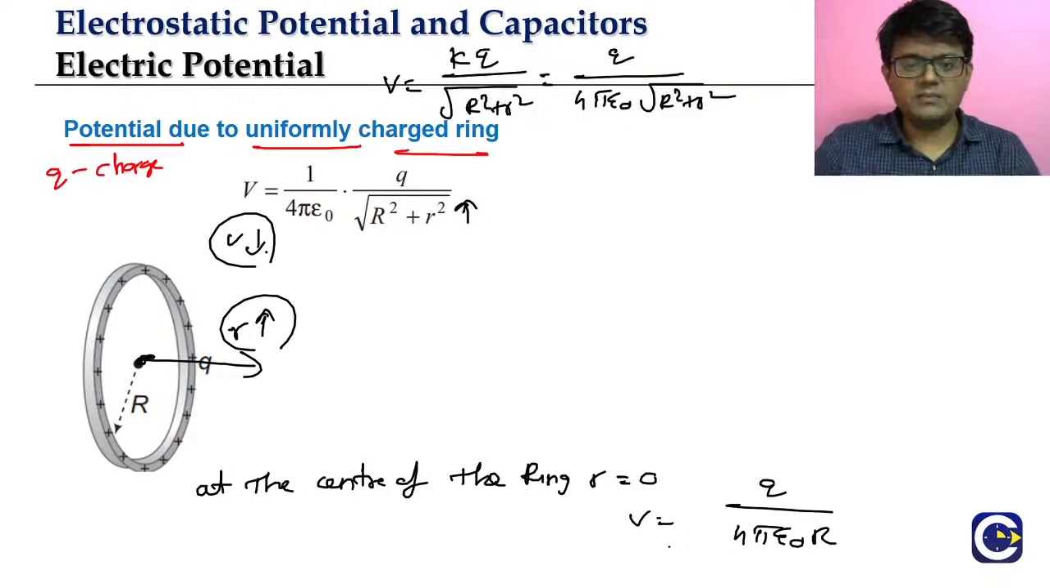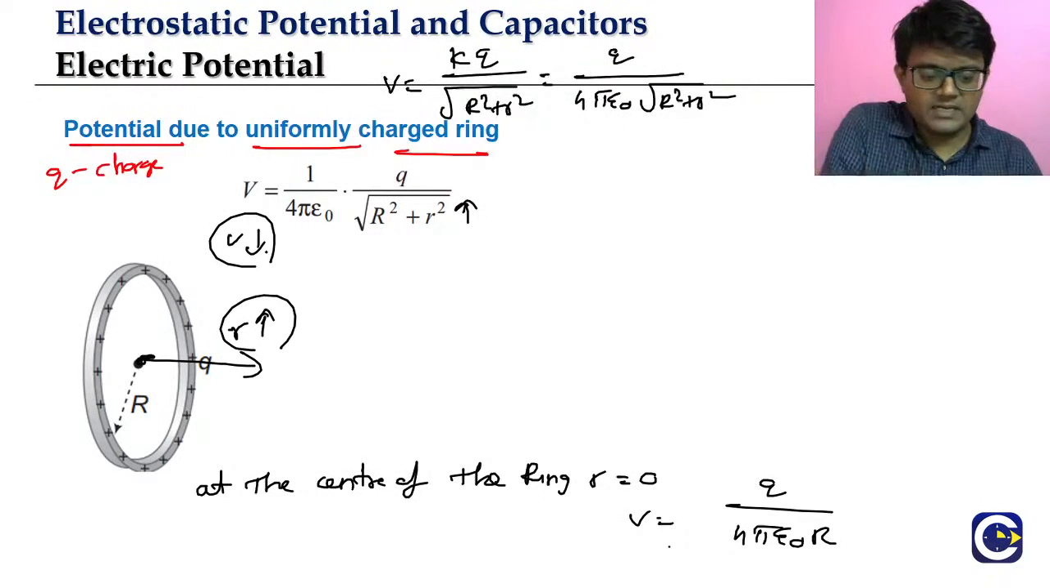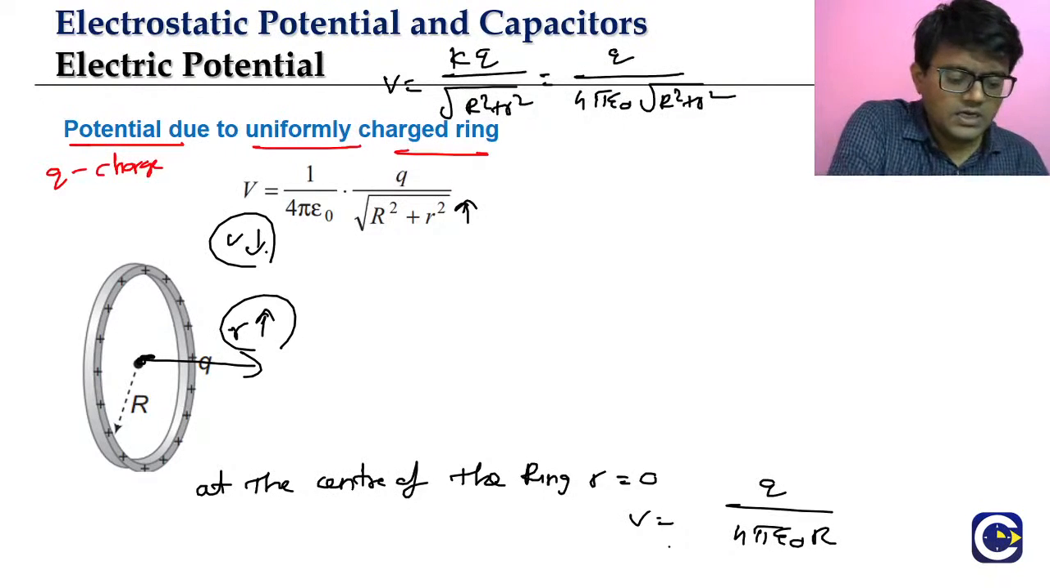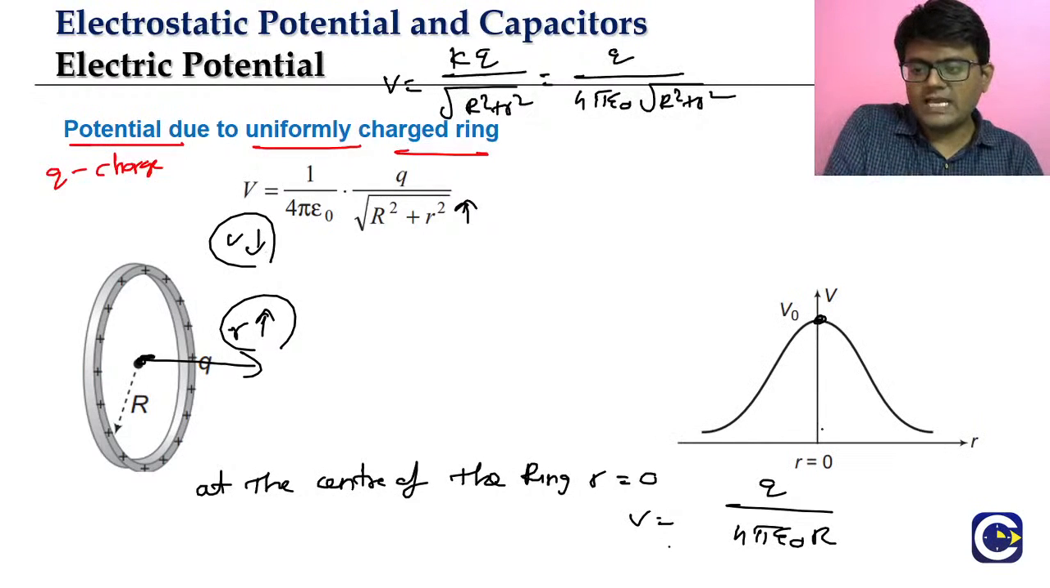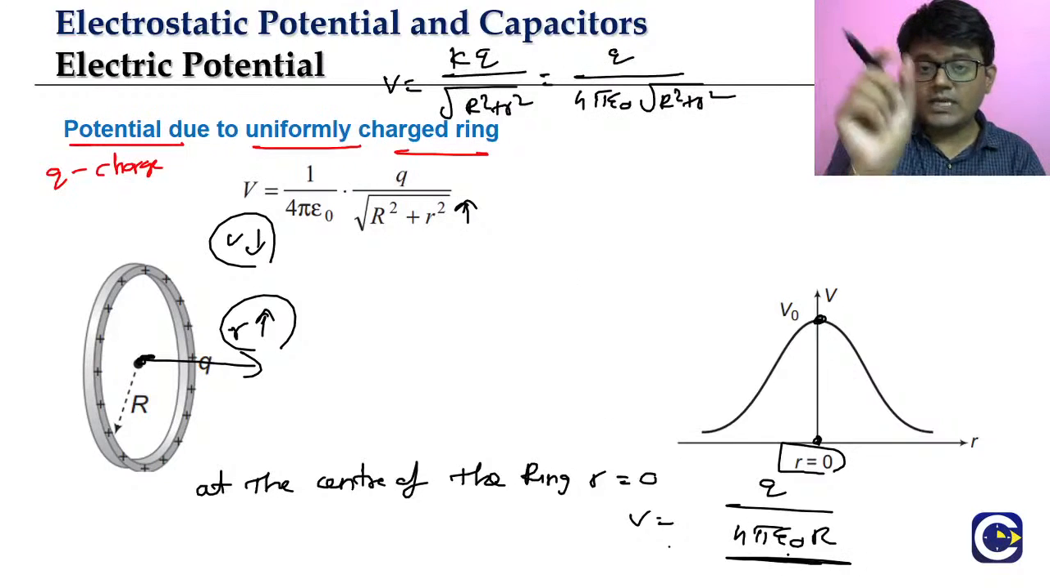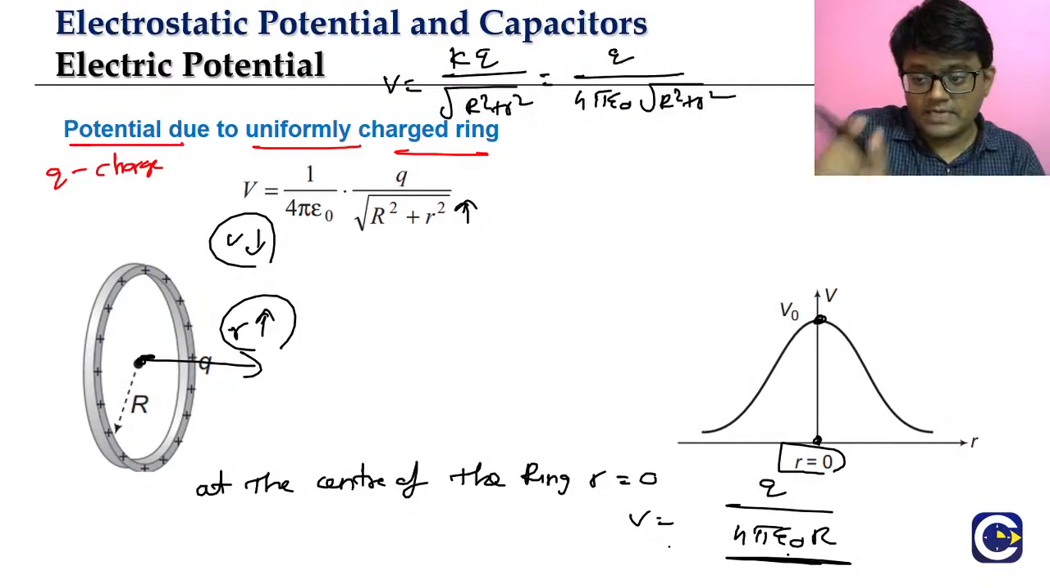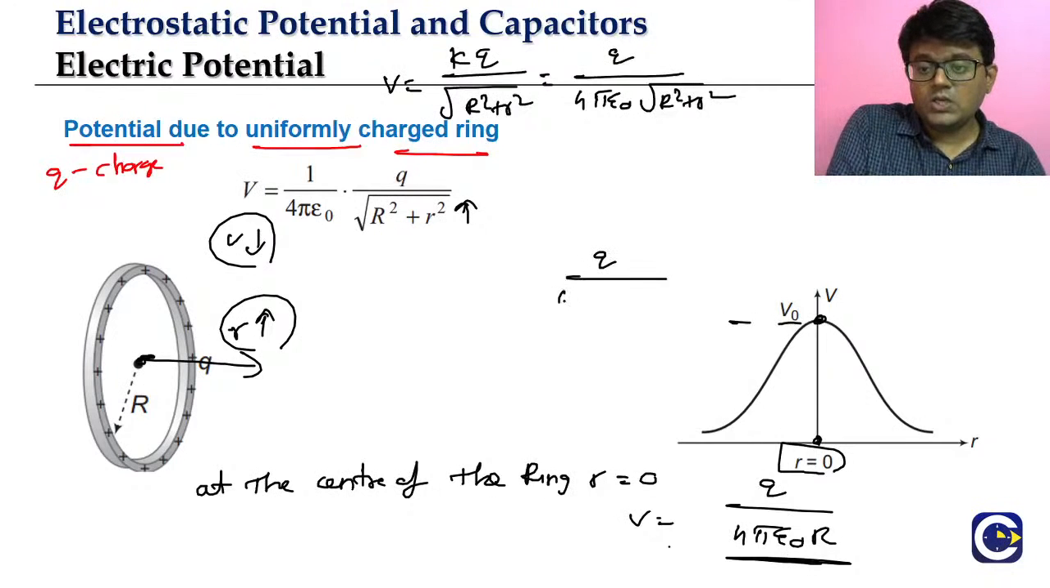Do you know how it decreases? It will not decrease like a straight line. It will be an exponential decrease. So this is where we have smaller r equal to 0, and that is where you will have the potential to be maximum: q by 4 pi epsilon naught into capital R. This is the maximum value.